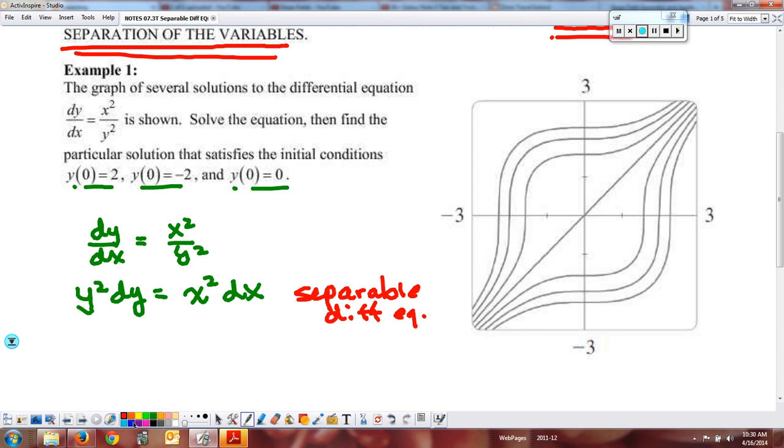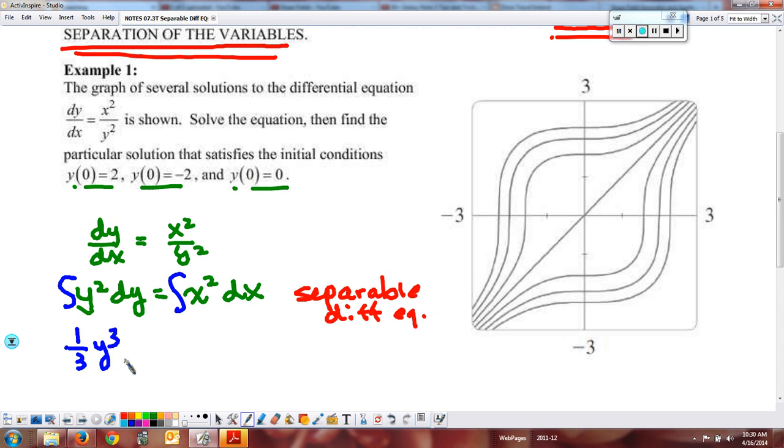The next thing you do, you can go ahead and put in your integration symbol here and here. That's perfectly okay to have written on that line. You still show that you separated. Now we're actually going to take the antiderivative. The antiderivative of y squared would be 1/3 y cubed.